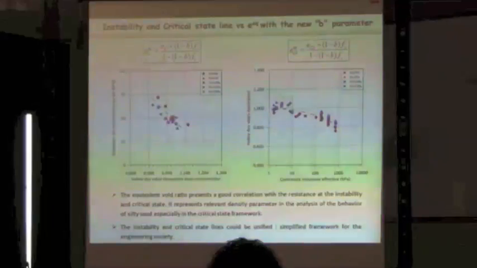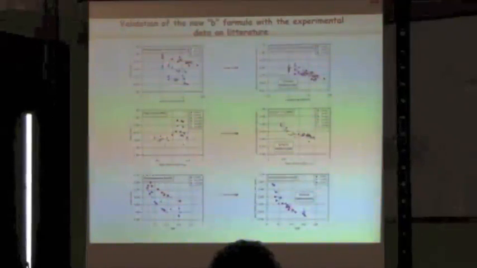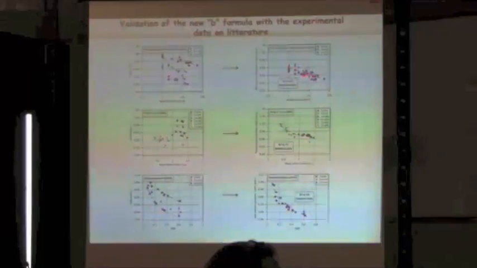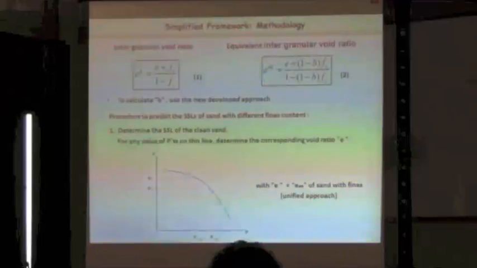It represents the relevant density parameter in the analysis of the behavior of silty sand, especially in the critical state framework. So to check the validity of these new parameters, we did back analysis of several results presented in the literature, and you could see clearly that this new formula is valid, as it permits to merge all the data on the same line. We did the same for other results in the literature. So from here, and to conclude, I just want to present you this simplified framework, the methodology to use this simplified framework.